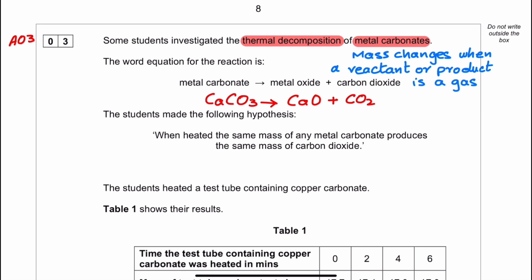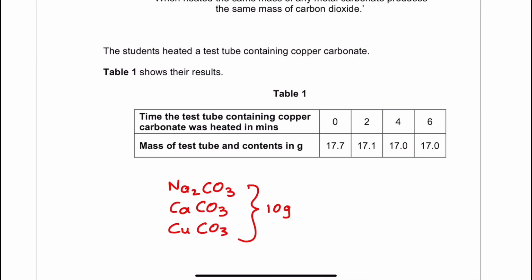The student heated a test tube containing copper carbonate. Table number 1 shows the results. The time the test tube containing copper carbonate was heated in minutes: 0 minutes, 2 minutes, 4 minutes, and 6 minutes. The mass of test tube and contents in grams: the initial mass along with the test tube is 17.7 grams. After 2 minutes, the mass is 17.1 grams. After 4 minutes, 17 grams. After 6 minutes, still 17 grams.